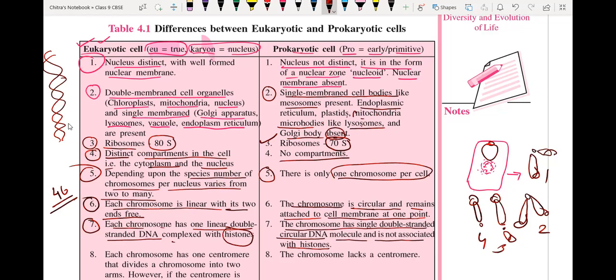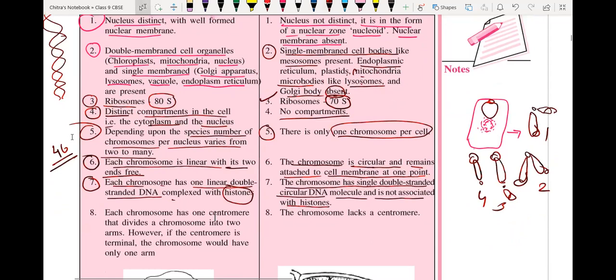And you know, histone is responsible for the formation of protein. That means it promotes the formation of mRNA, which is responsible for the formation of protein, and histone is helping there. So histone is attached to the DNA in eukaryotic cells, but not in prokaryotic cells.